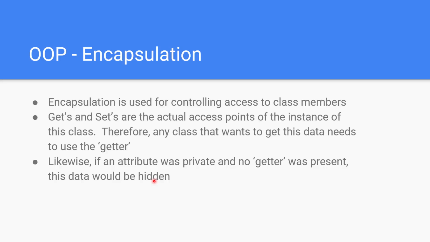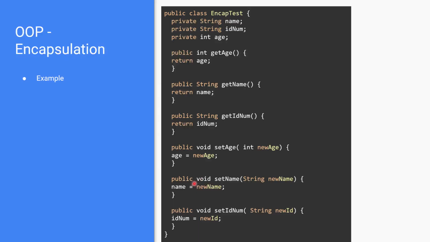And we are working with the class on all the permissions that were required by the business. If there was no get method for private data, the data would be completely hidden within the class. So if we look here again at this example, this is a class, EncapTest. We saw something very similar to this. It has these 3 private attributes, name, ID number, and age. So again, we are modeling a student here.